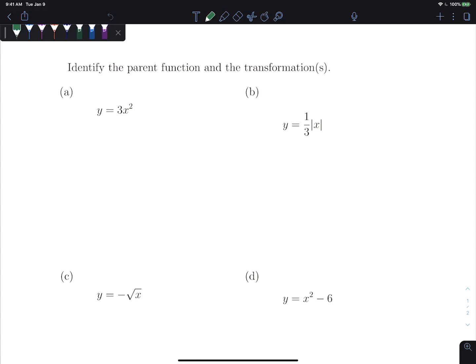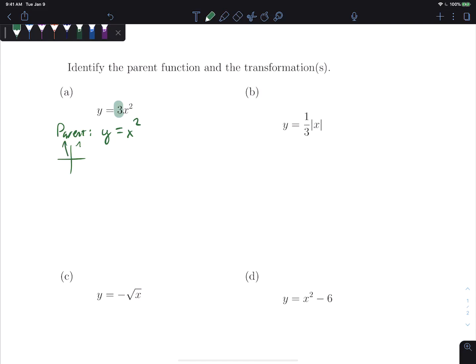Hello. In this video, we're going to start identifying which transformations happen to the parent function, and we're also going to identify the parent function itself. Looking through each one of these, there's only going to be one transformation for each. Let's highlight those. For A, we have y equals 3x squared. The transformation is the 3 here, and so that makes the parent function y equals x squared. It's the quadratic, and the parent function looks something like that, where it goes through the origin.